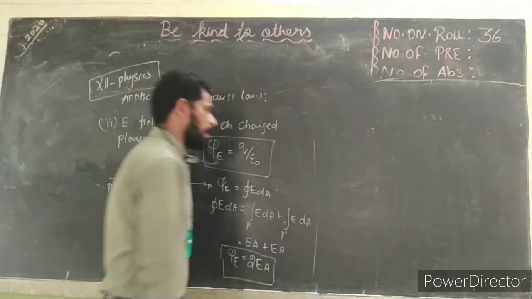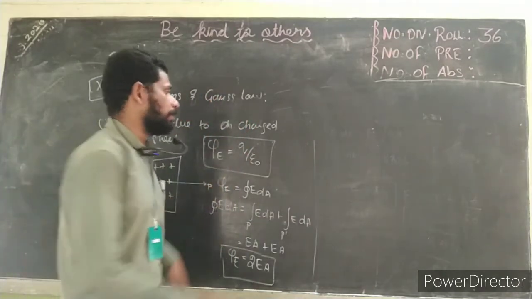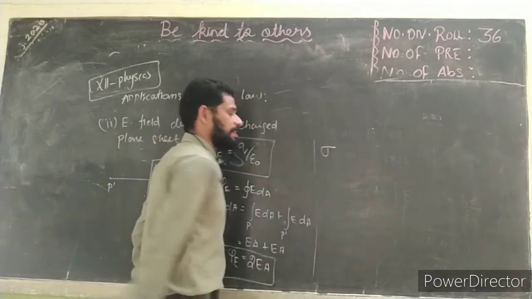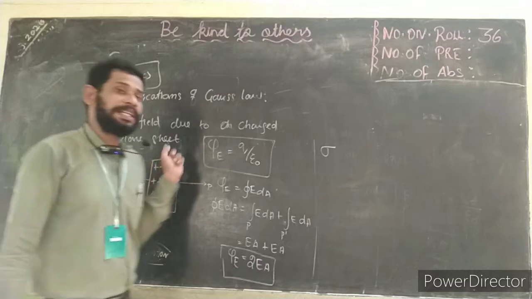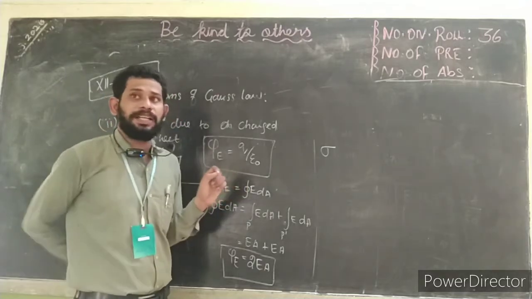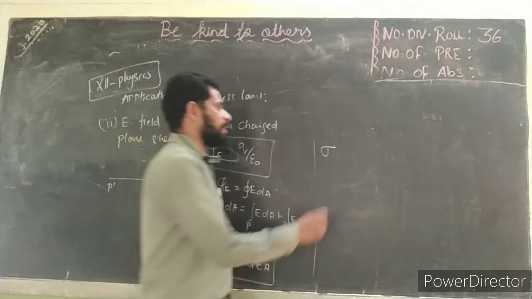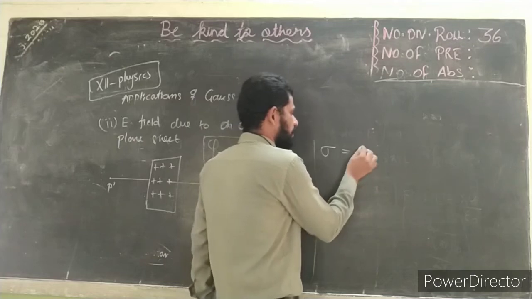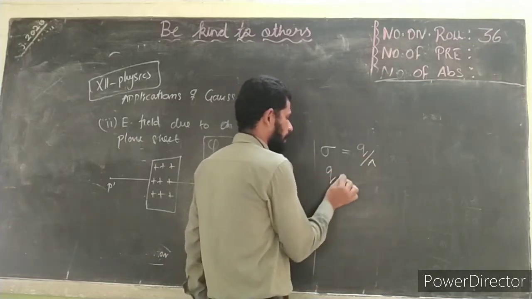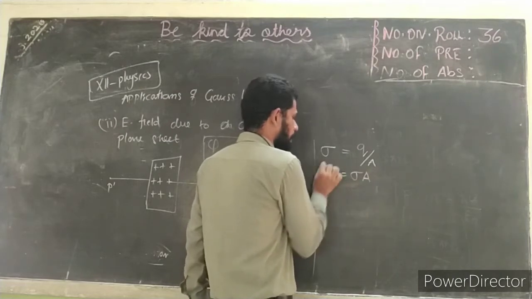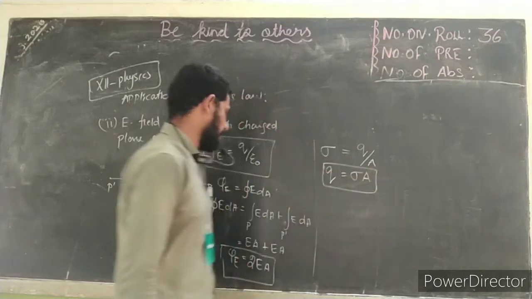Now here I am also introducing a new concept, sigma. Sigma is nothing but surface charge density. Lambda is nothing but linear charge density, and here sigma is nothing but surface charge density. So surface charge density is nothing but charge per unit area. Then Q equal to sigma A.